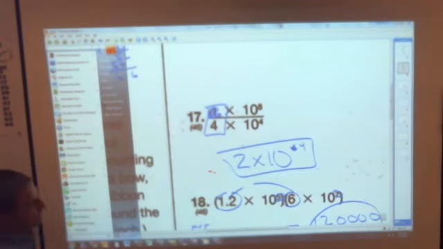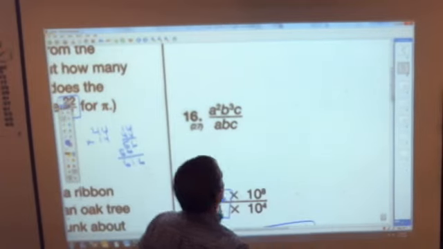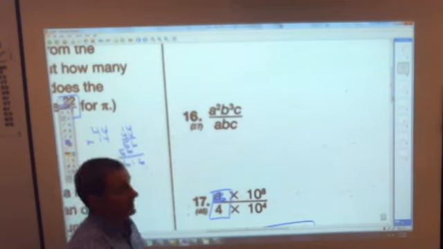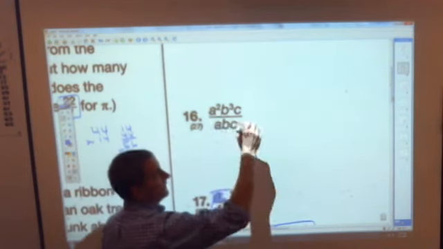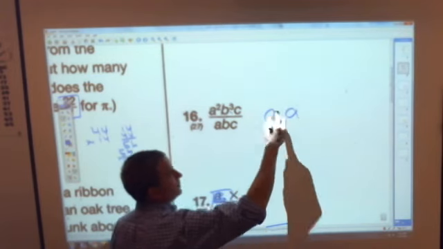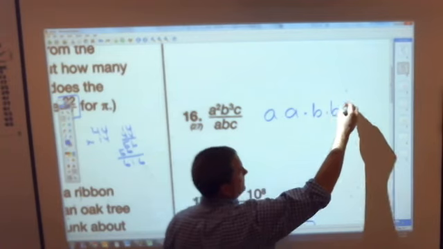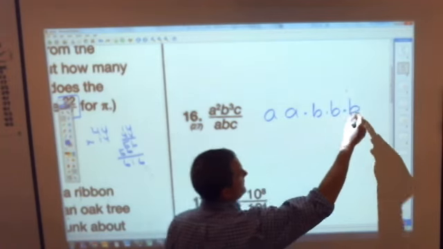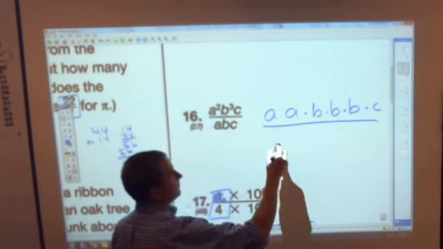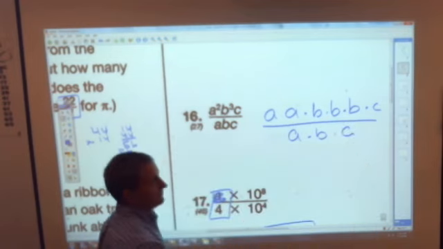Great. Number 16. Not been done yet. 16 maybe would be more helpful for you if you split it apart and just looked at it factored. A squared means A times A. B cubed means B times B times B. Then you have a C there. That's on top. What's on bottom? A times B times C.